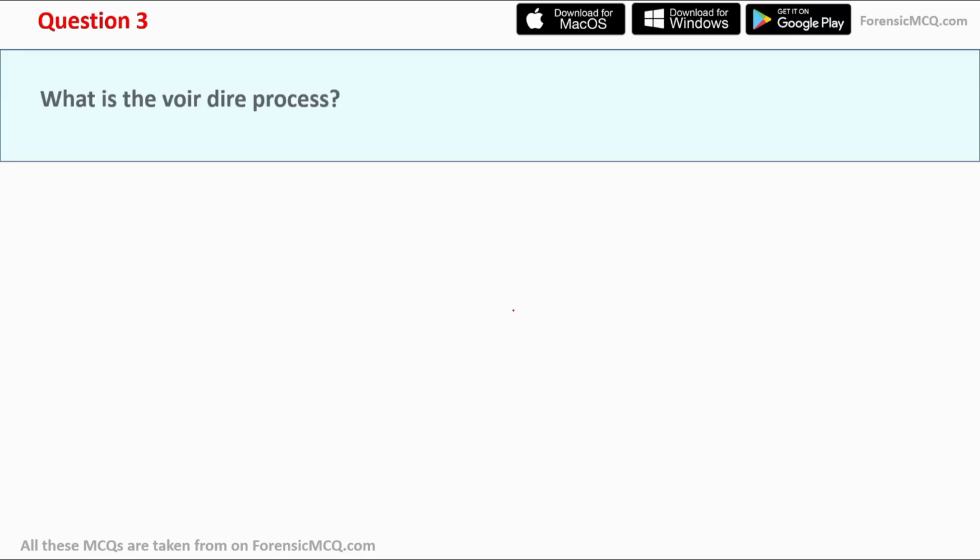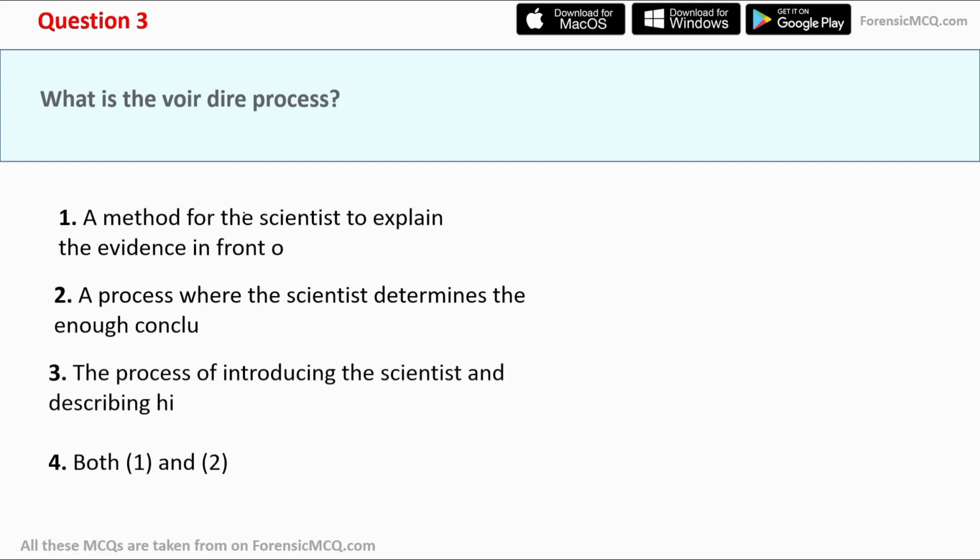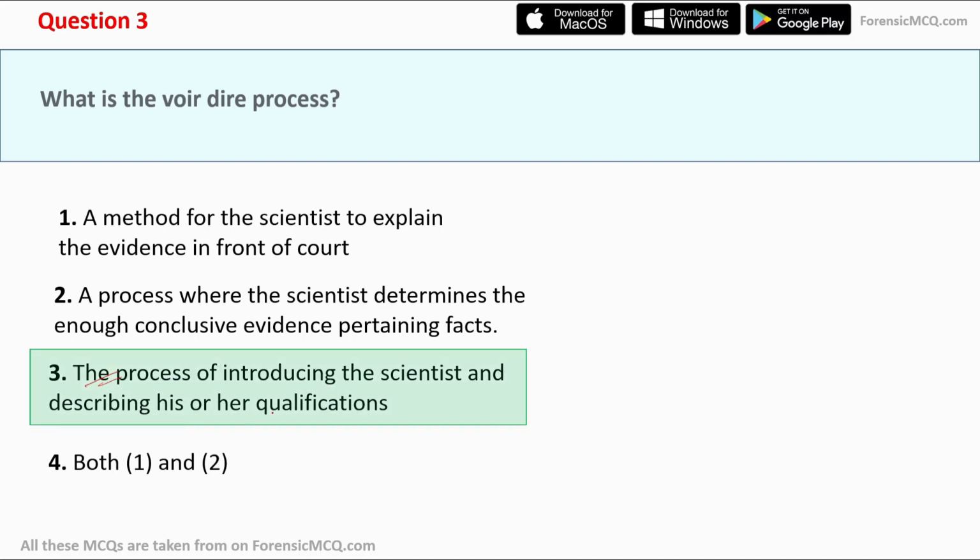Moving to question number three. Question number three states: what is the voir dire process? And here are the options. A, a method for the scientist to explain the evidence in front of court. B, a process where the scientist determines whether there is enough conclusive evidence pertaining to the facts. C, the process of introducing the scientist and describing his or her qualification. And option four is both first and second. For this, the correct answer is option three, the process of introducing the scientist and describing his or her qualification.